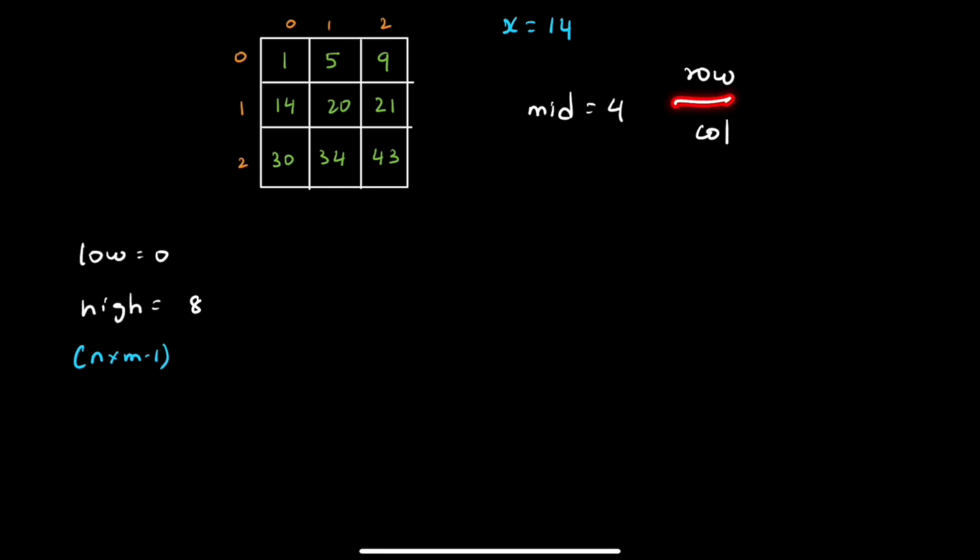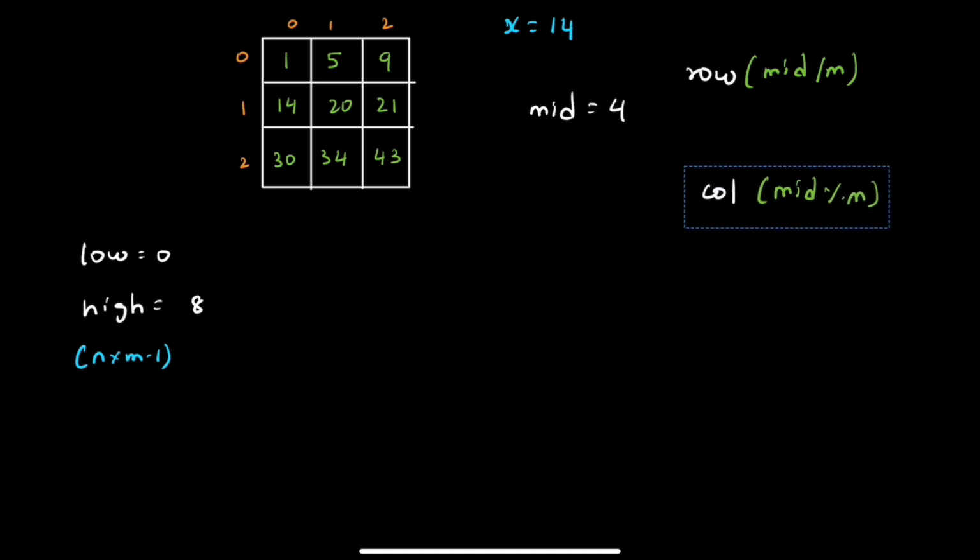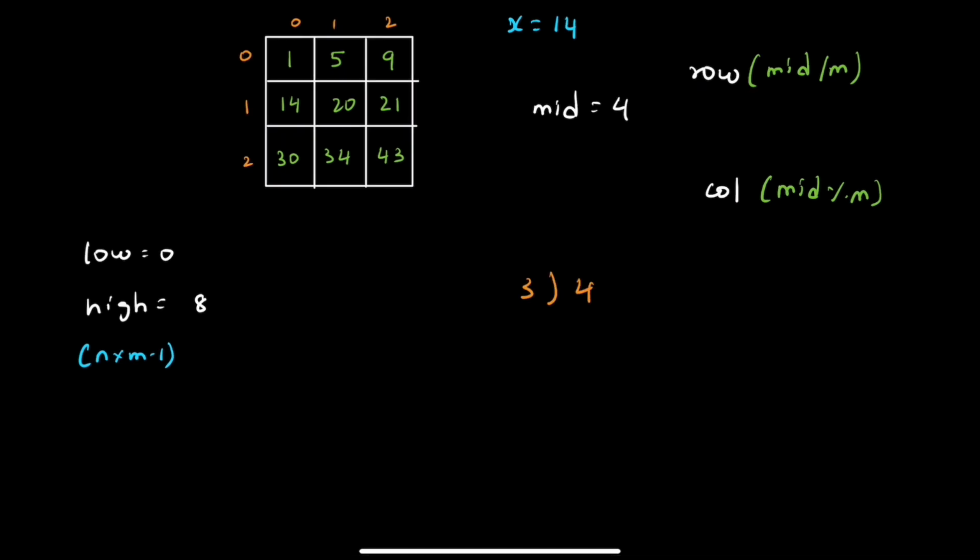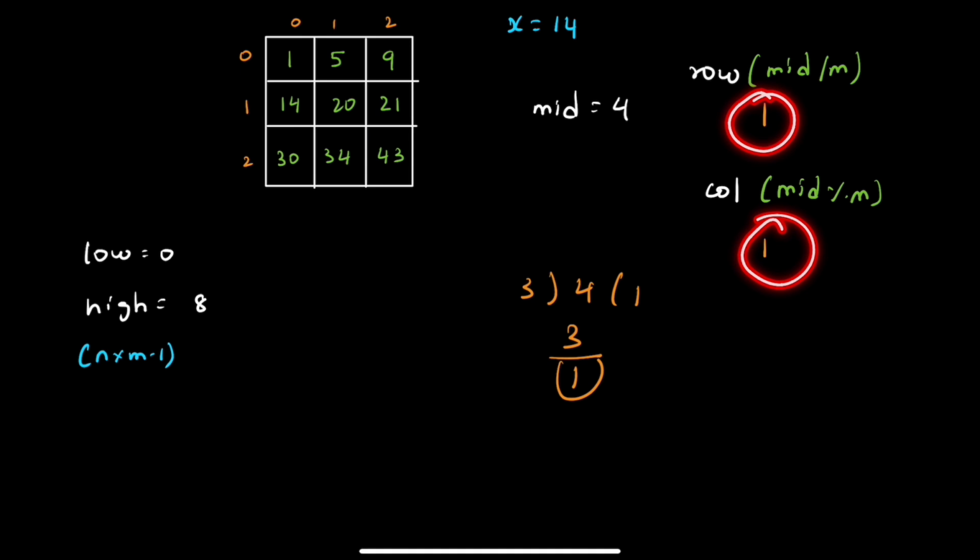Now how to calculate the row and column? As we already know, row will be mid by m and column will be mid modulo m. Let me move this down a bit so that the values can be written properly. Let's calculate both row and column. For this, we'll do the normal division, 4 divided by 3. So 3 ones are 3 and we got a remainder of 1. So the row is 1 and the column is 1, which is nothing but the remainder. So we got both row and column as 1 and 1.